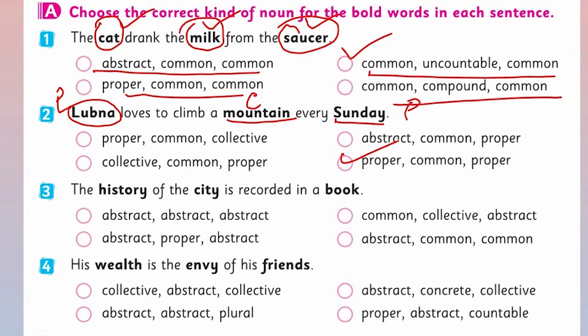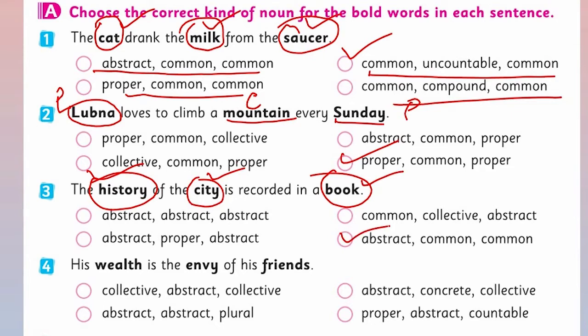The history of the city is recorded in a book. Here the history, city and book. Here the history is abstract, an idea or concept. City is common and book is also common. So this will be the right option.